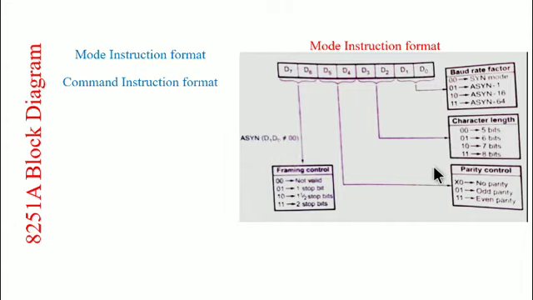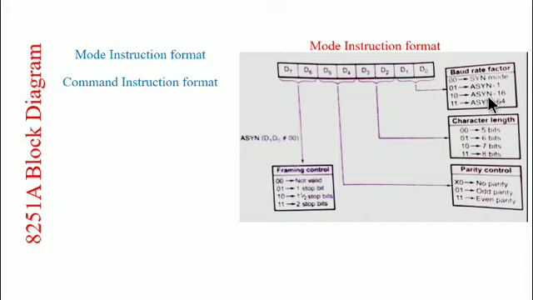So next one, this can be achieved by means of two modes of operation. One is the mode instruction format and the other is the command instruction format. Let us move on to the mode instruction format. Here we have D0 to D7 data, and when you go for D0 and D1, it is a baud rate factor.